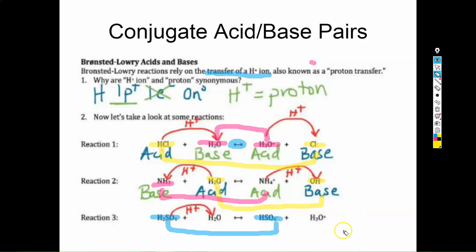So where is our other one? In this case, water is acting as the base because it's receiving the hydrogen. And then when water receives the hydrogen, it becomes this special thing. It looks like water, but it's different because it has one extra hydrogen and a positive charge. And we call this the hydronium ion.